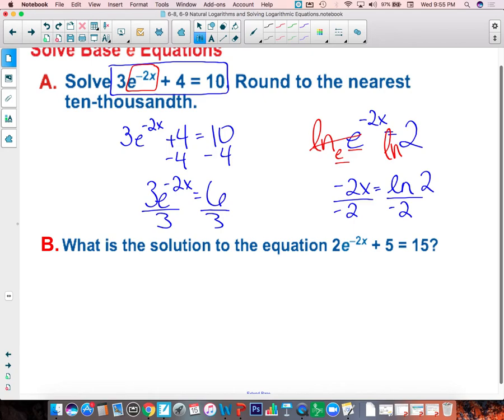Then you're going to have to use your calculator to get a decimal here. So x equals, I punch in natural log of 2 divided by negative 2, and you get negative 0.3466. Since I'm just doing one of those, if you need to pause and rewind, that's okay, go back and check it out. But I'm going to jump to the next example just to save some time, so you get a little bit of homework time.